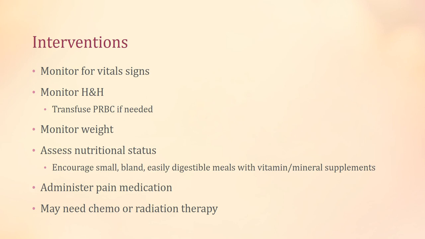Interventions are going to be monitoring vital signs. You're going to monitor H&H. If you're severely anemic, then you're probably going to have to transfuse a unit or two of packed red blood cells. You're going to monitor their weight based on the fact they're not consuming food. They're going to lose a lot of weight and probably atrophy. Assess nutritional status. Encourage small, bland, easily digestible meals with vitamins, minerals, and supplements.